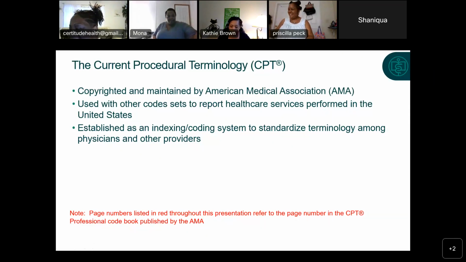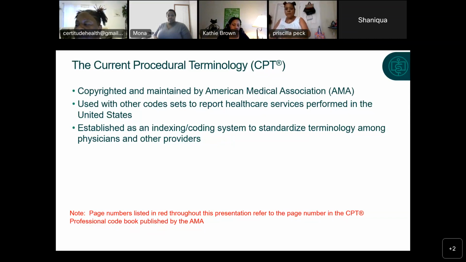Oh, wow. So it really dates back to when the formal Medicare was established. CPT was established in 1966 by the American Medical Association in order for there to be an index or a coding system that would standardize terminology for doctors and the services that they provide.